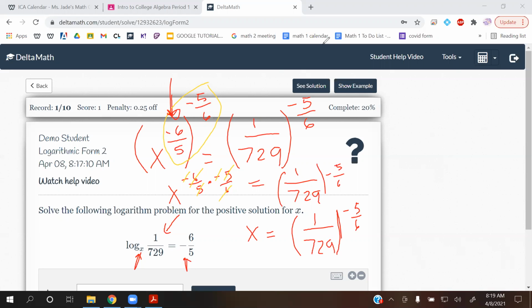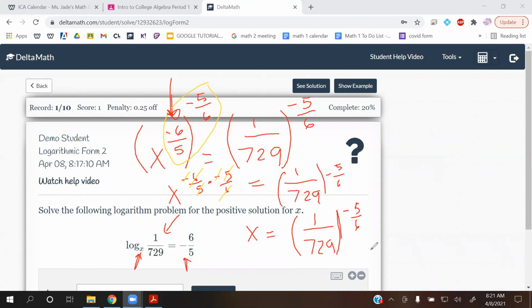So now all we have to deal with is the 1 over 729 to the power of negative 5 sixths. We're going to continue this problem in just a moment, but this was a kind of new concept, so I want to pause and see if you guys have any questions up till here. All right, so now that we know we have to deal with this portion, let's first deal with the negative. I like dealing with the negative first.